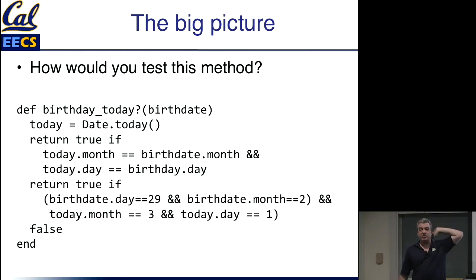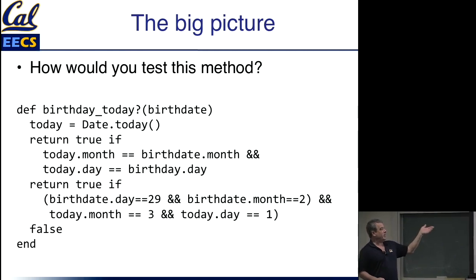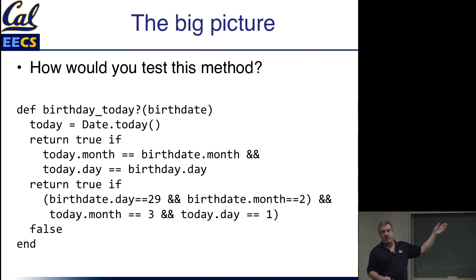Yeah, go for it. Today is always set to the current date. OK, so one issue is that the very first line of the method retrieves whatever today's date is. So does that mean that if you test it, the results of the test are going to depend on what the date is? Any other challenges?